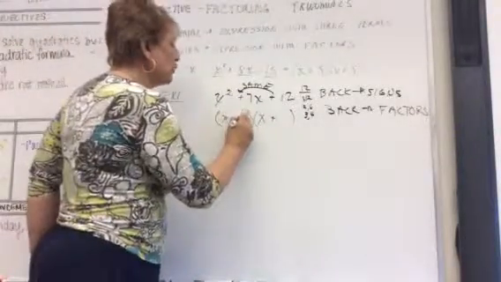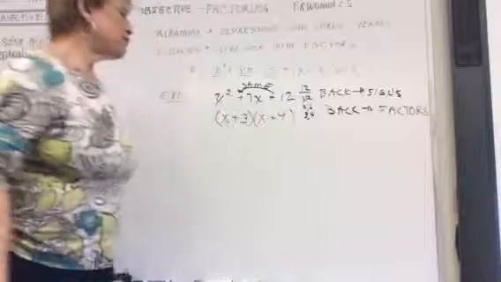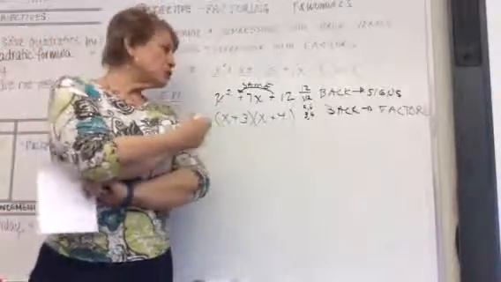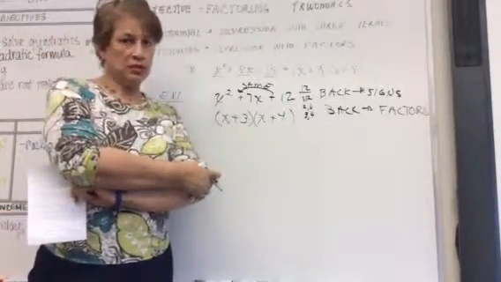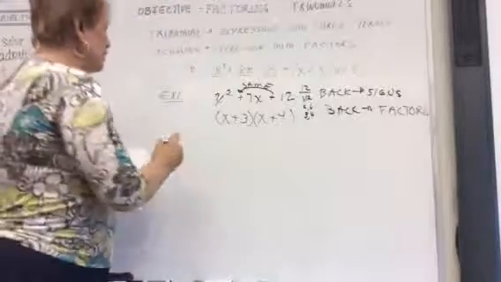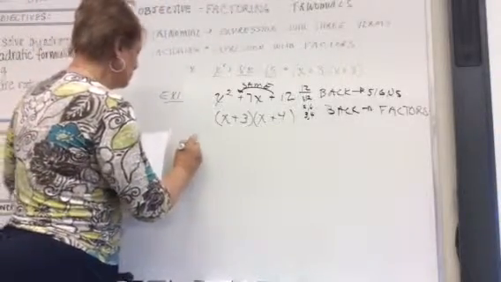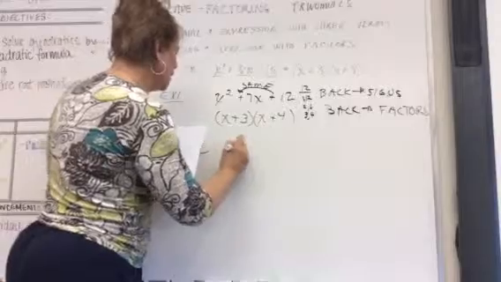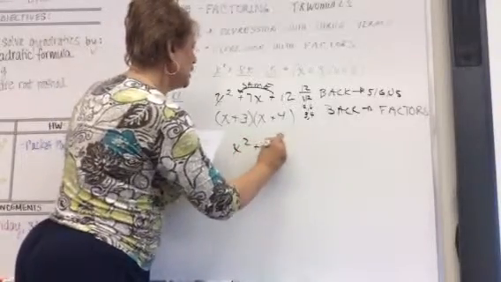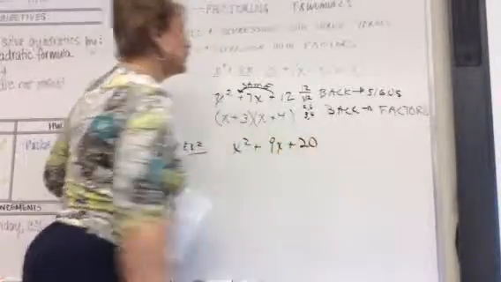And it doesn't matter where you put the numbers, the factors, 3 and 4, because the signs are going to be the same, so it's not going to matter. All right, let's look at example 2. We have x squared plus 9x plus 20.